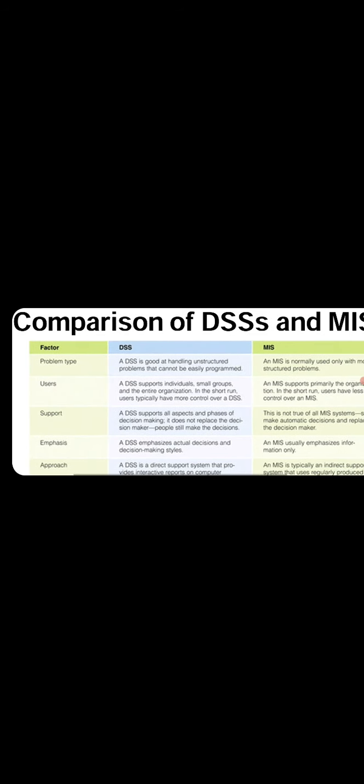Next, support. A DSS supports all aspects and phases of decision making. It does not replace the decision maker, people still make the decision. Whereas in MIS, this is not true for all MIS systems. Some make automatic decisions and replace the decision maker.